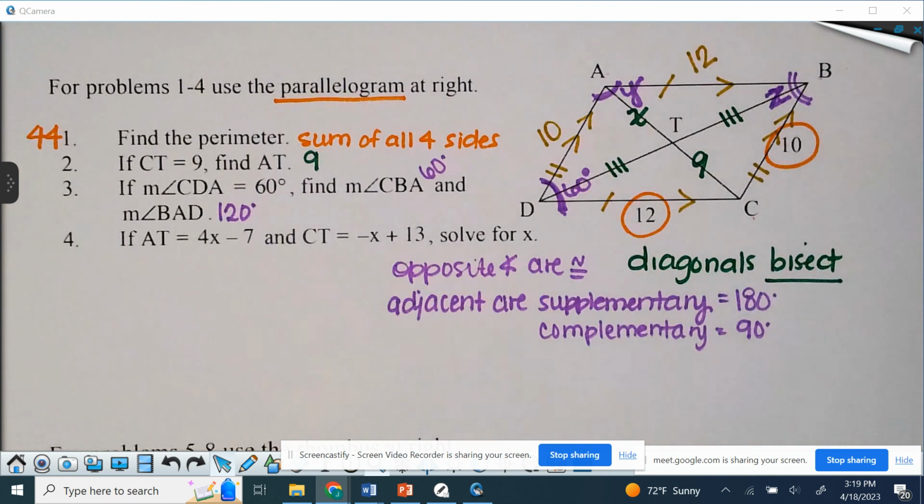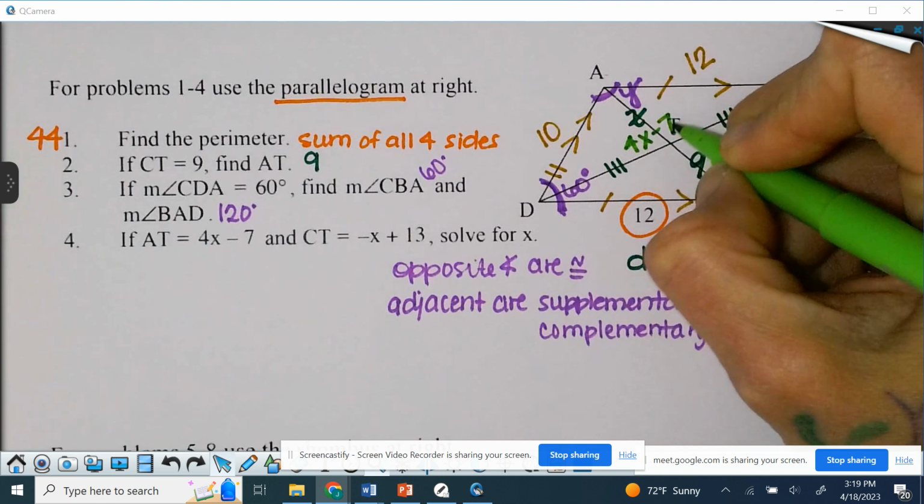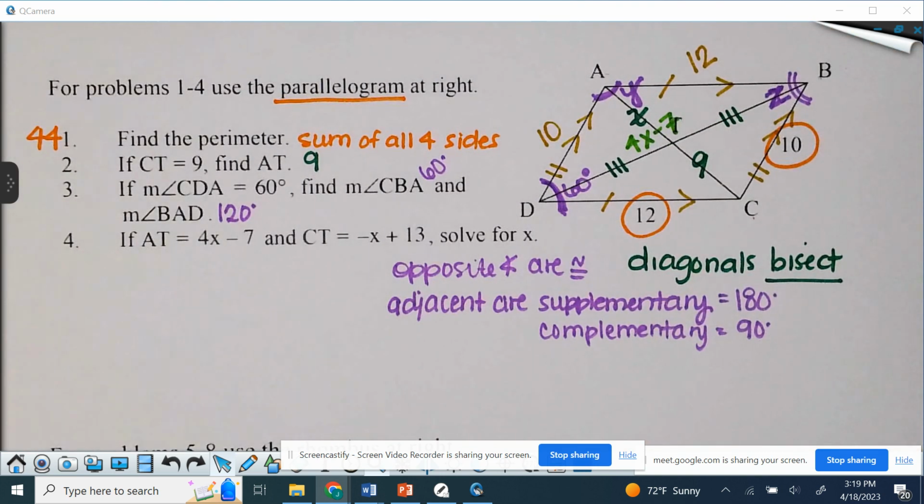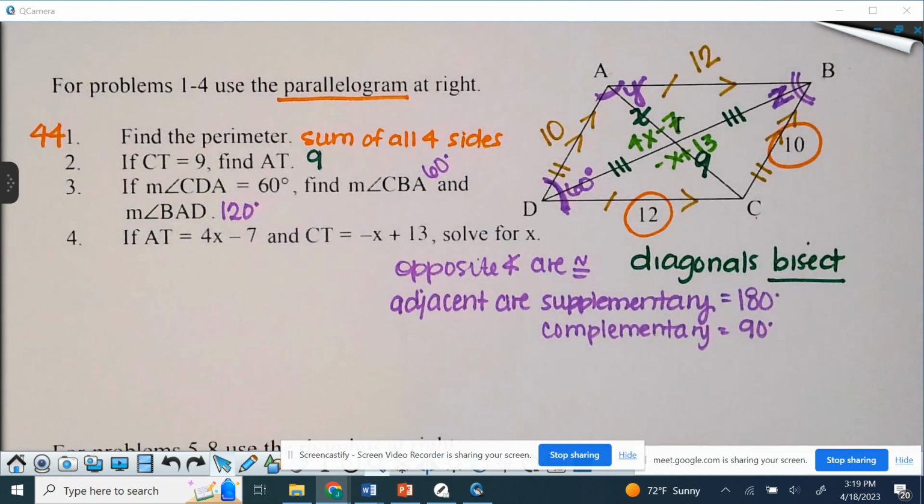Let's see if I find out. There we go. AT. So A to T in this case is 4x minus 7. And CT is negative x plus 13. Solve for x. Again, we're looking at diagonals. The only really rules, in my mind, I also sort of make a list of rules that deal with diagonals, a list of rules that deal with angles. Not only are my lists specific to the shape, but then I know I can study each one separately and then break them off to shapes as well.